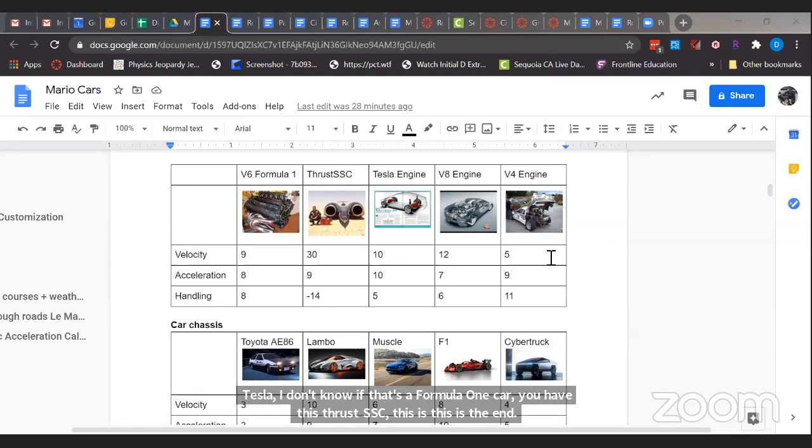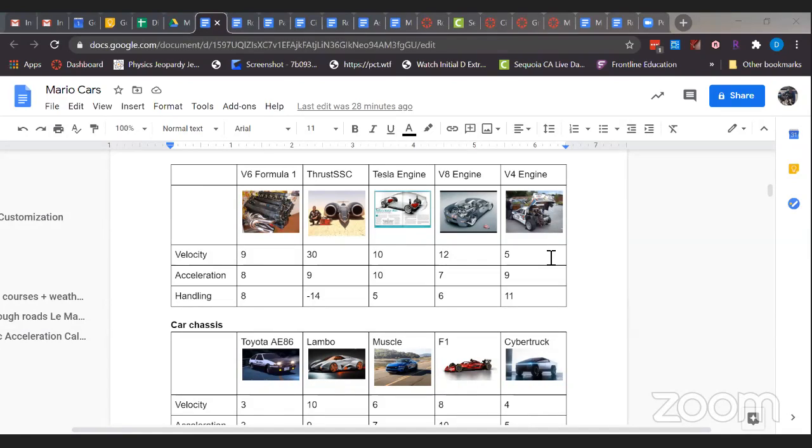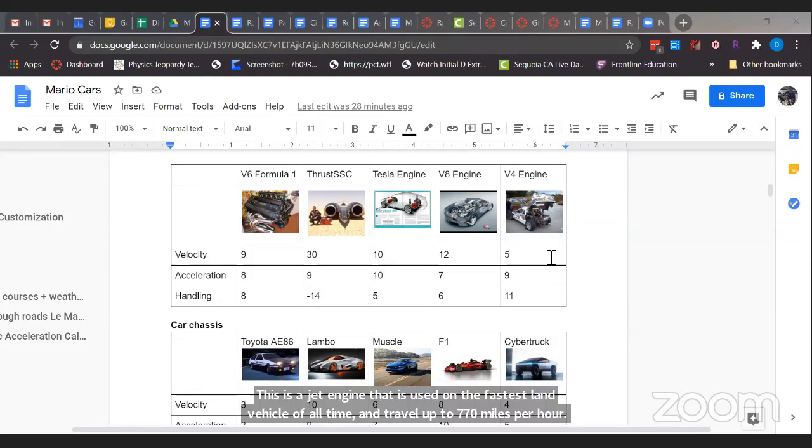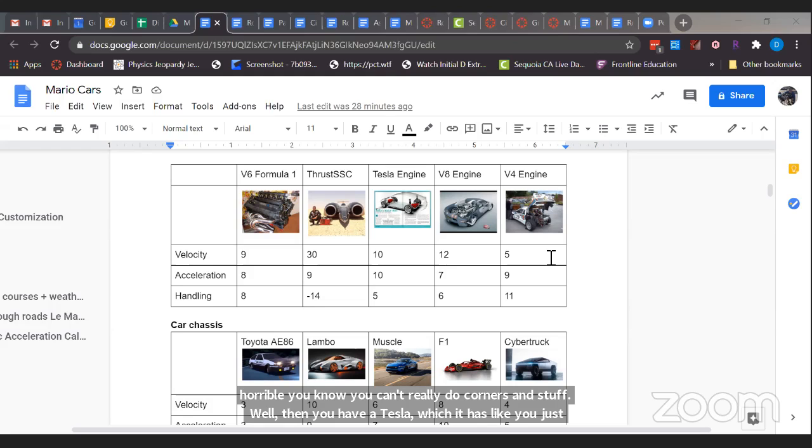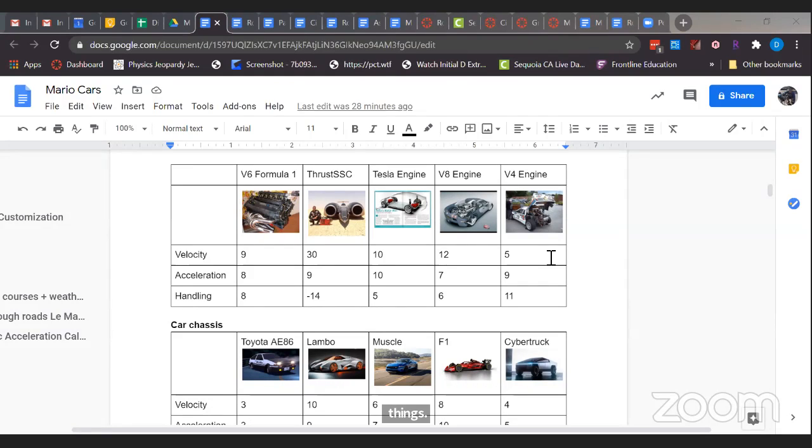Then you have a Tesla, which has really good velocity because it's an electric car. In an electric car, your torque is instant, so you have really insane acceleration. You have really good velocity here, and then your handling is not so good. You have a V8 engine. This is what goes in the Bugatti. So it is really fast, and it's not bad in acceleration and handling. And then last but not least, you have a V4 engine. These go in rally cars, the kind of cars that do a lot of drifting and a lot of off-roading. So they're very good in tough conditions. That's why it has really good handling.